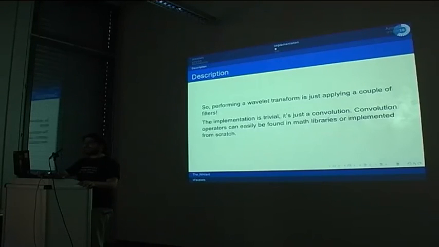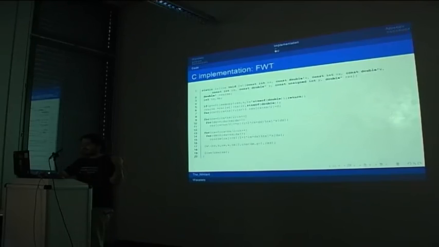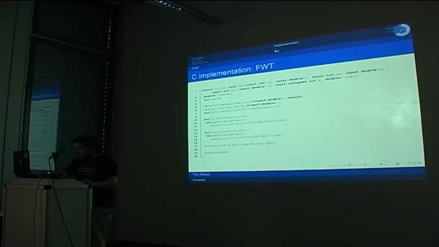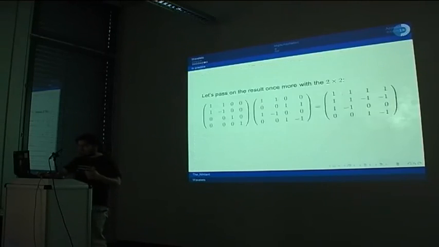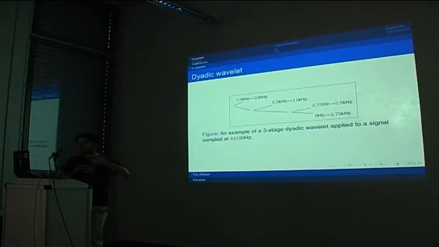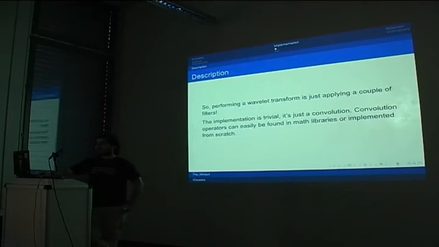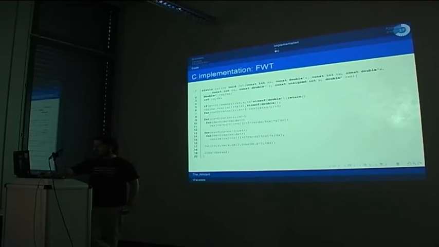So the implementation is actually incredibly simple, because you need to do a convolution, which you can find in math libraries, or you can implement from scratch. This is my implementation from a project I did at the university some years ago. It's just that. This is the fast wavelet transform, and this is the reverse transform, which is more complicated just because this is not a simple transform, but a dyadic transform like this one. So it's recursive. That's why it's complicated. Actually, it could be just this part here for the simple transform. It's just a convolution, basically. That's the point of the transform.